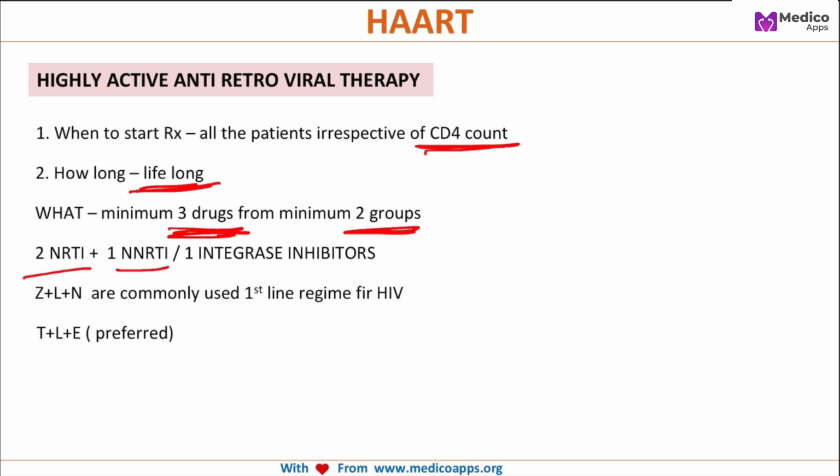It can either have 2 NRTIs with 1 NNRTI or 1 integrase inhibitor. We combine zidovudine, lamivudine with nevirapine. This is the commonly used first line regimen for HIV. The other preferred regimen is T plus L plus E: tenofovir, lamivudine, and efavirenz. Okay.